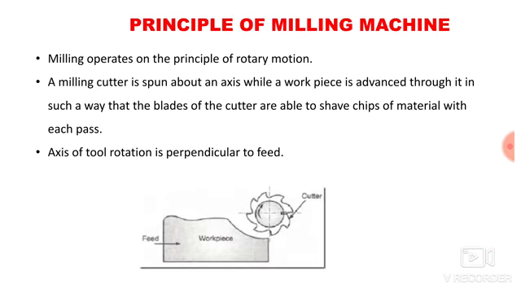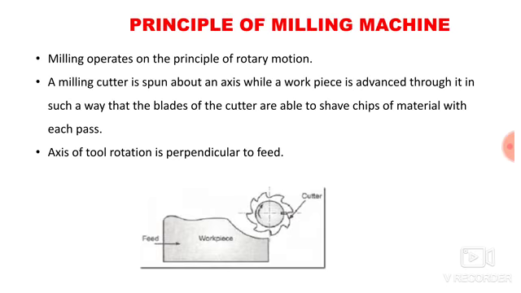Now the principle of milling machine. Milling operates on the principle of rotary motion. Basically a milling machine consists of a rotary cutter. A milling cutter is spun about an axis while a workpiece is advanced through it in such a way that the blades of the cutter are able to shave chips of material with each pass.